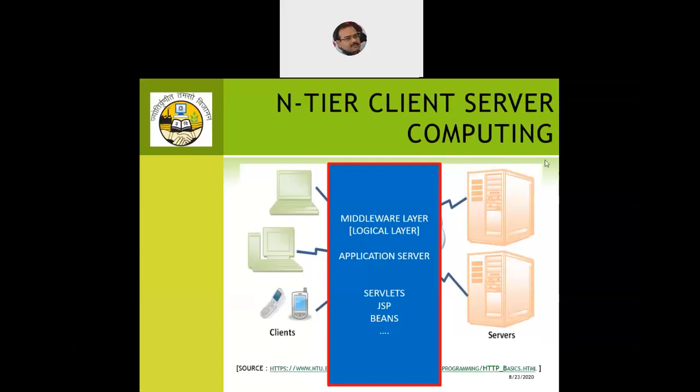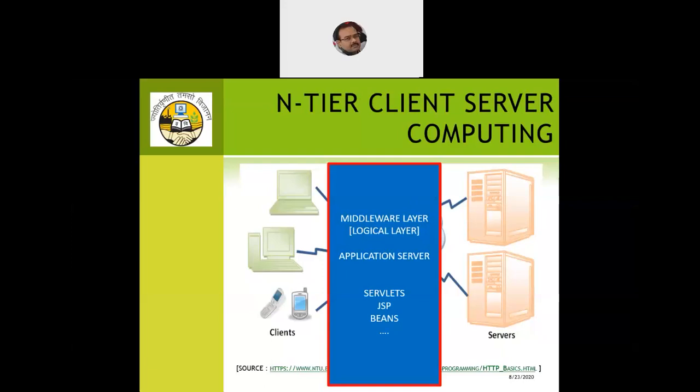Now this is how client server computing has evolved into n-tier client server computing. Looking at the diagram we have seen earlier, we have an additional layer called the middleware or the logical layer, a layer connecting between the client and the request. I hope it is visible. Anyone can say yes or no? Yes, sir. Fine.